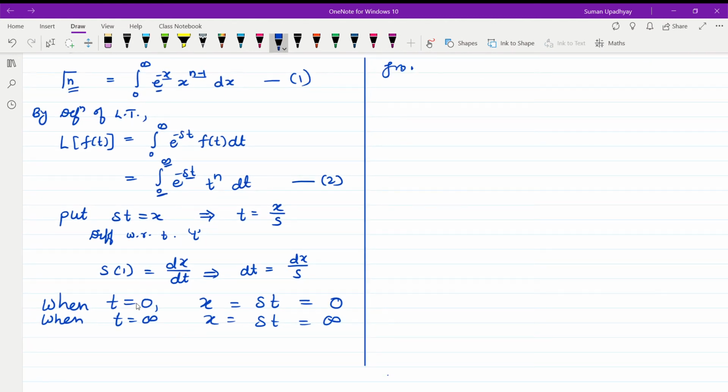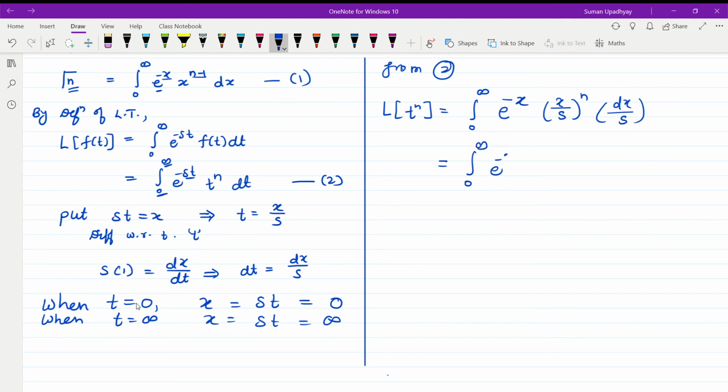So from 2, the Laplace transformation of t raised to n is equal to, integration is unchanged, limits are unchanged, so it will be 0 to infinity only, e raised to minus st. St I have taken as x, so it will become e raised to minus x. T is x upon s, the whole raised to n is going to come, and dt I am going to replace by dx by s. Now this is going to be the integration from 0 to infinity of e to the power minus x, x to the power n upon s raised to n plus 1. So this is s raised to n, and this is s, so it becomes s raised to n plus 1.